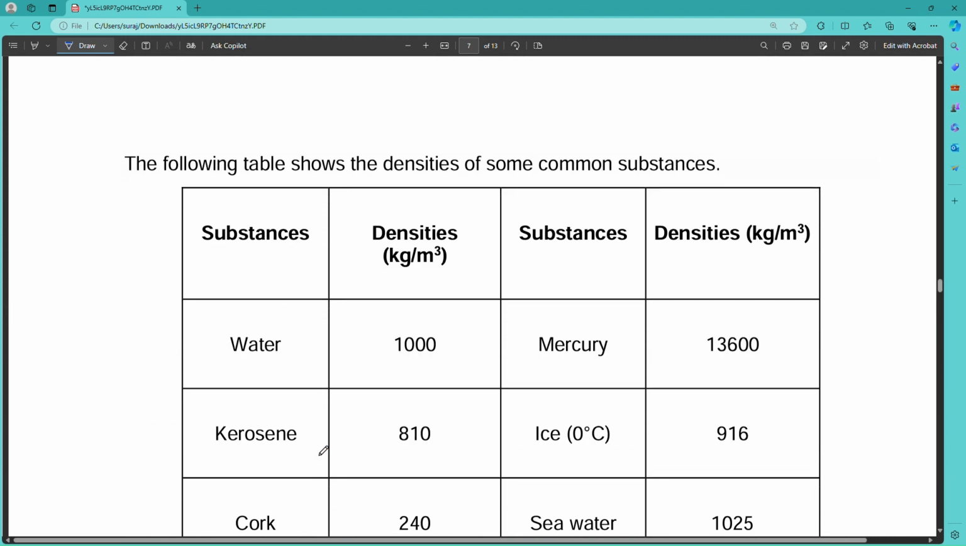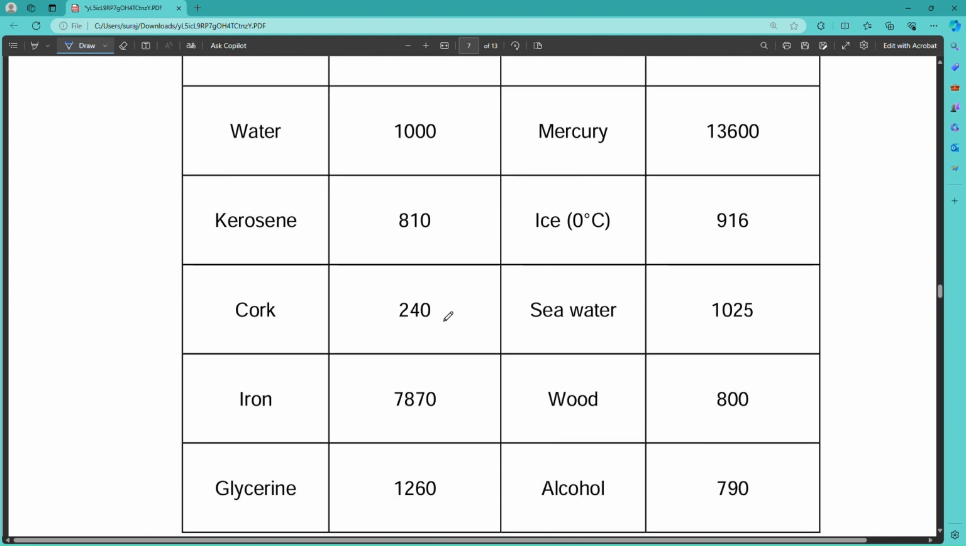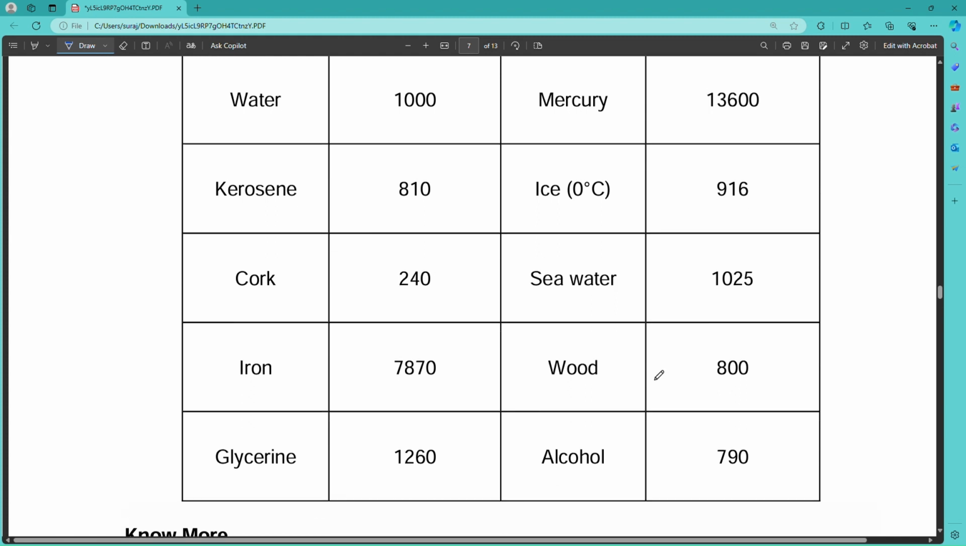Again we have a table. In this table you can see the densities given for the substances: water is 1000, kerosene is 810. So that's why kerosene floats on water. You can remember this table and compare which will float in which substance. Here wood's density is 800 and water's is 1000, that's why wood also floats. And in sea water the density is comparatively 1025.